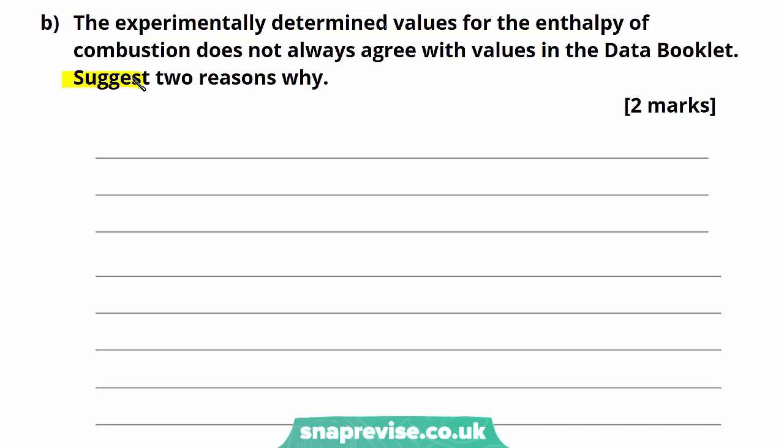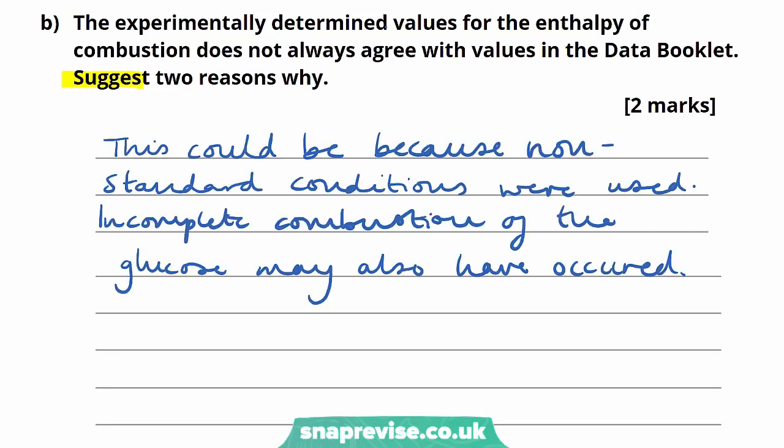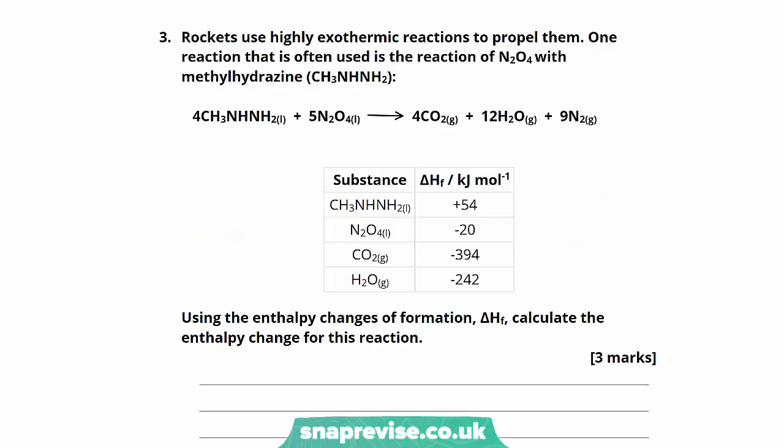So let's suggest 2 reasons why. I've answered by saying that this could be because non-standard conditions were used or incomplete combustion of the glucose may have occurred. And we get 1 mark for each of our suggestions. So let's go ahead and take a look at question 3.